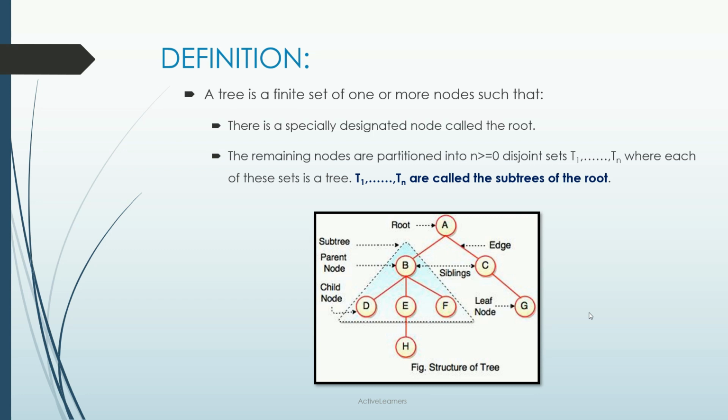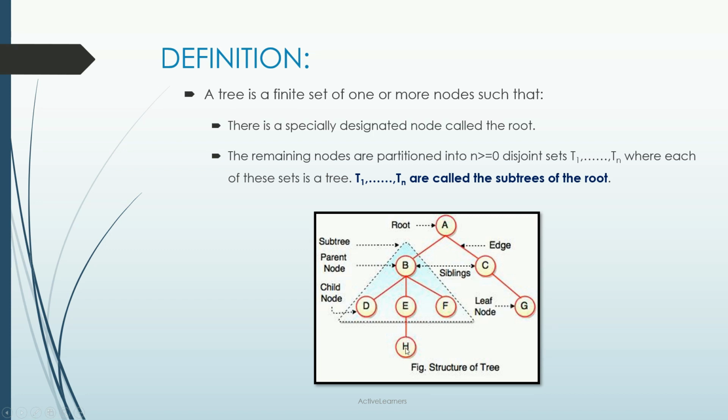Now consider this diagram. This is a binary tree. Sorry, this is a tree. This one is called the root node. The root, which is present at the top level, is called the root. And you have several branches. For example, you have B and C, and B has the branches D, E, F, and E has one more branch H.